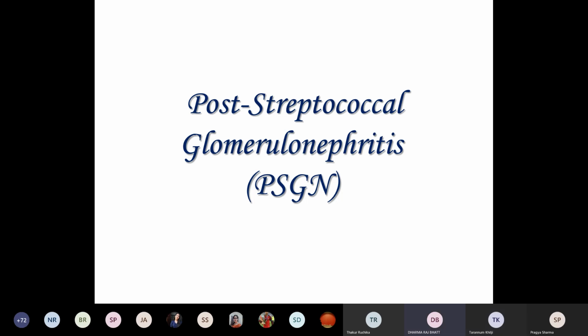So we have post-streptococcal glomerulonephritis for discussion today. You all must have studied a number of streptococcal diseases as well as different types of streptococci during your previous classes, right? So can you name some of the common streptococcal infections which have been taught to you earlier? Any streptococcal infection, you know?